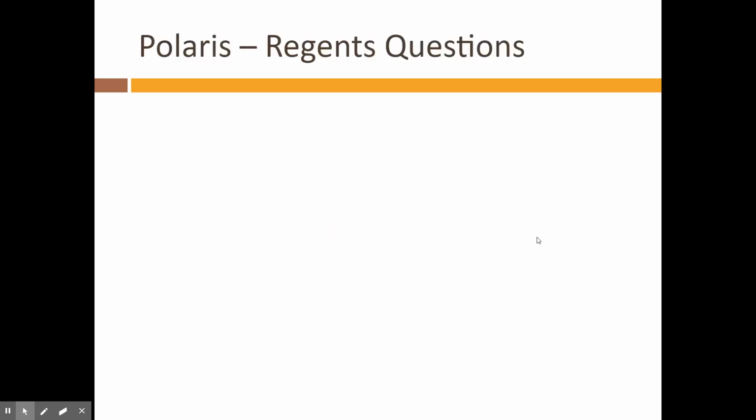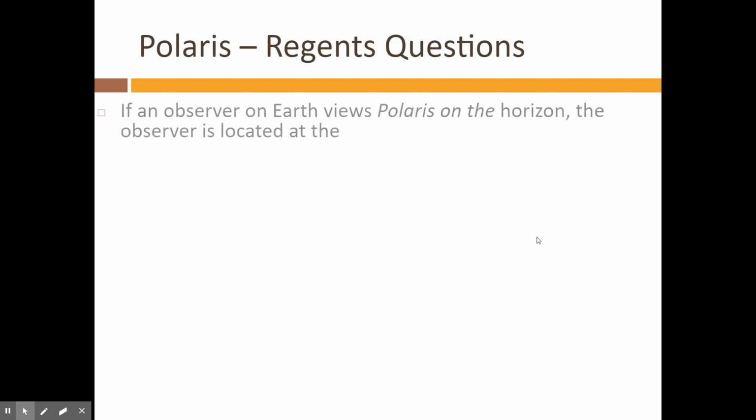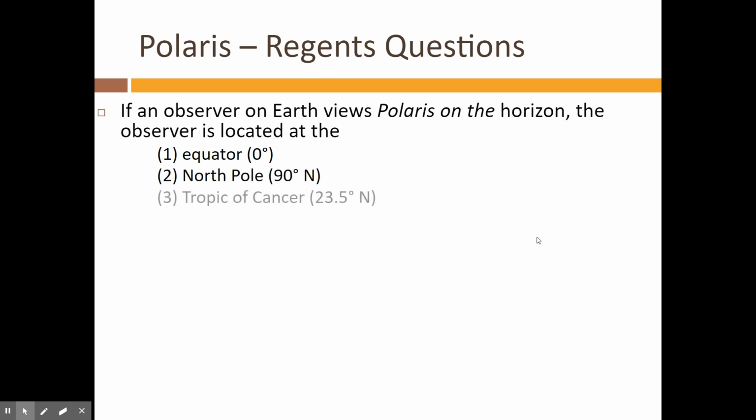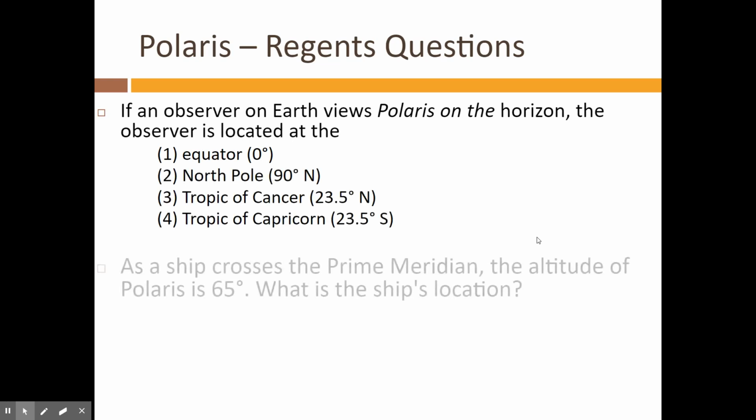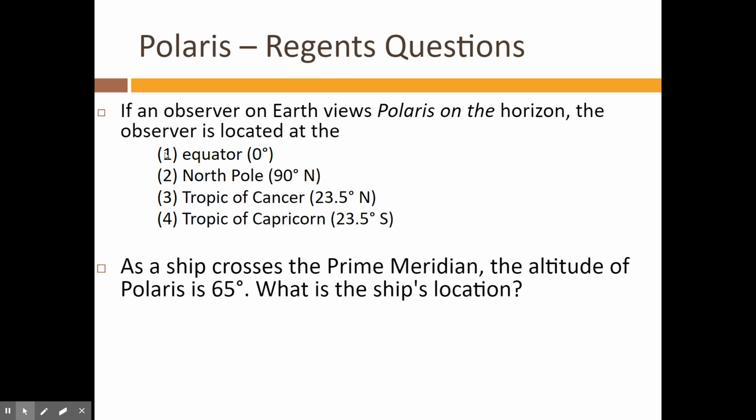Here's one right here, a Regents style question. Okay, I just answered this question. Where would you see Polaris on the horizon? The answer is the equator. So that one is number 1.